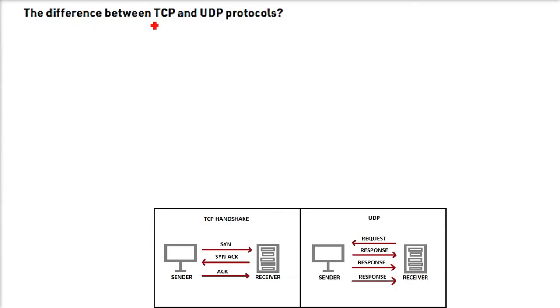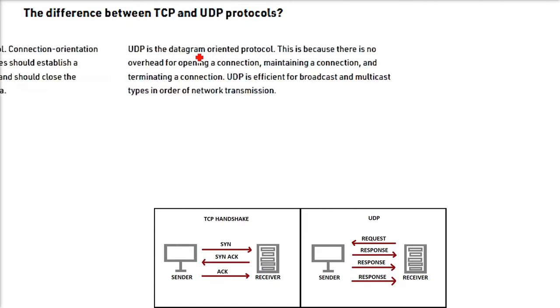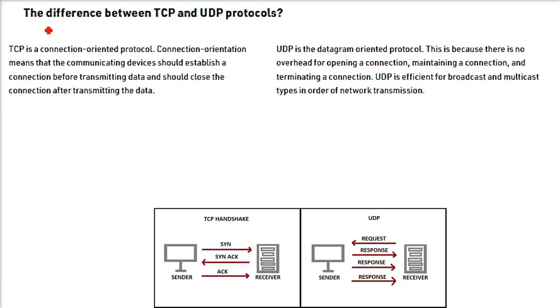What is the difference between TCP and UDP protocols? TCP is Transmission Control Protocol, UDP is User Datagram Protocol, both are transport layer protocols. The first thing is TCP is a connection oriented protocol. That is like what we call a telephone network, the call has to be established. So connection oriented means that the communicating devices should establish a proper connection before even transmitting the data. And also when it is done, they should close the connection after transmitting the data. So the sender and receiver will pass, that is the sender will send SYN, that is, it wants to synchronize.